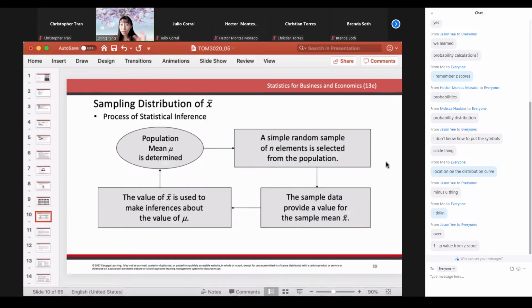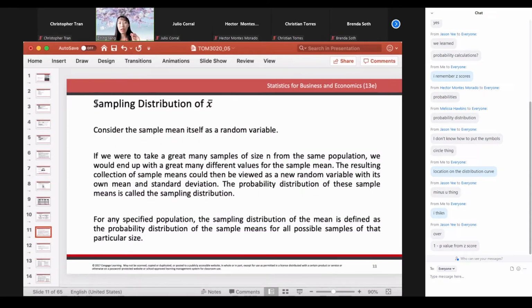So with this typical process of having a population, choosing a sample from the population, doing calculation in the sample, and then bringing it back to the population, making the estimation. With this process of making statistical inference, now we actually get into our new concept of sampling distribution.